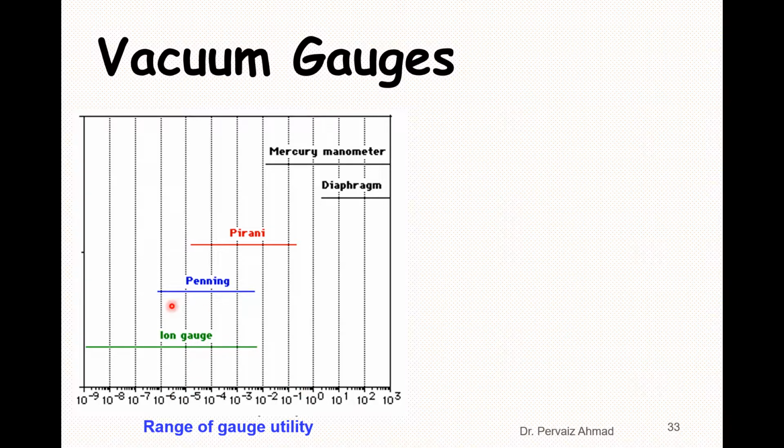Then we have the Penning gauge, and here you can clearly observe its range. Then you have the ion gauge, which has a range from almost 10 raised to power minus 2 to 10 raised to power minus 9 and beyond. So this is how we have different kinds of gauges, and how they operate in different vacuum ranges.